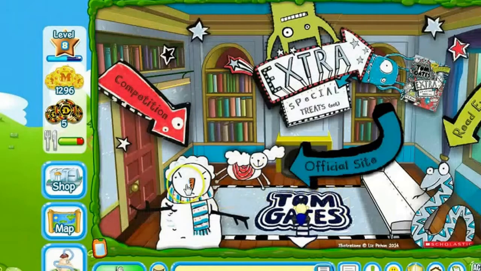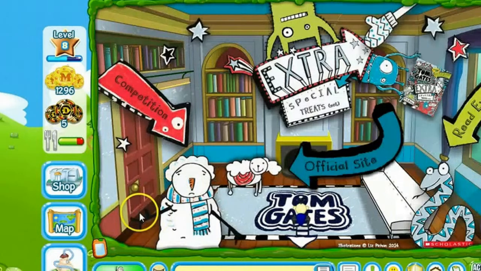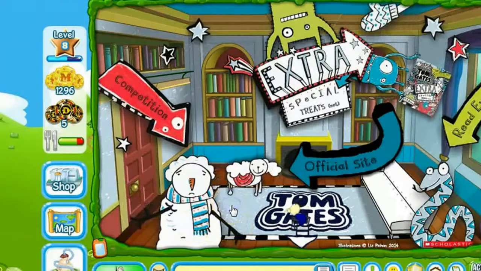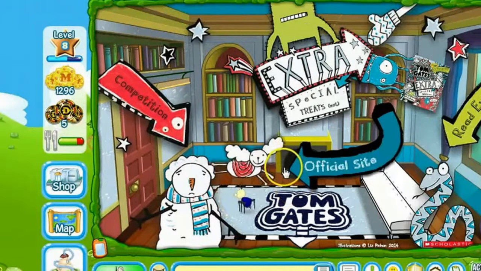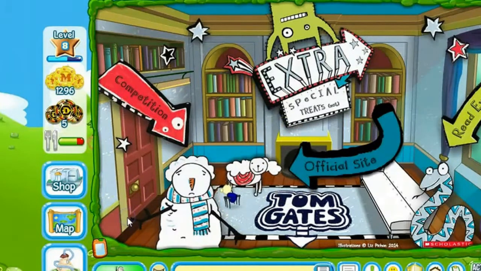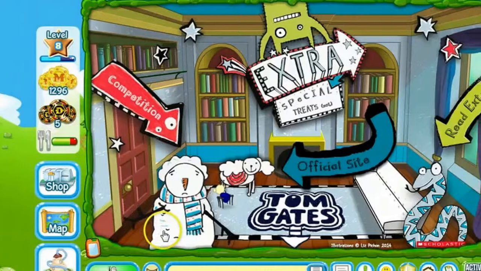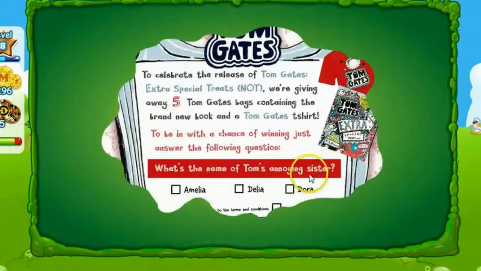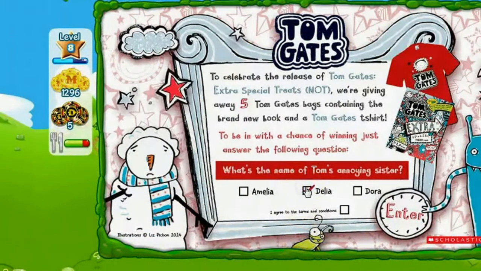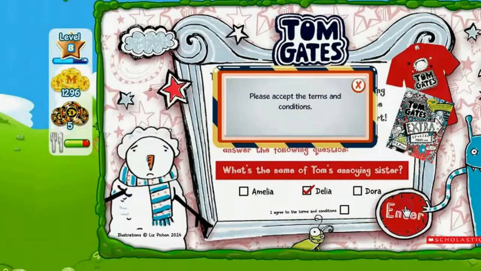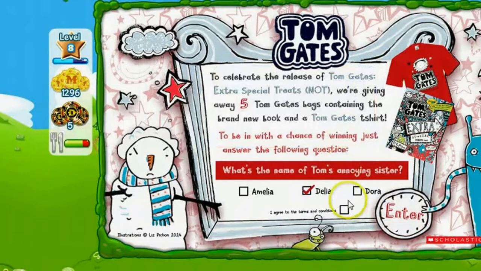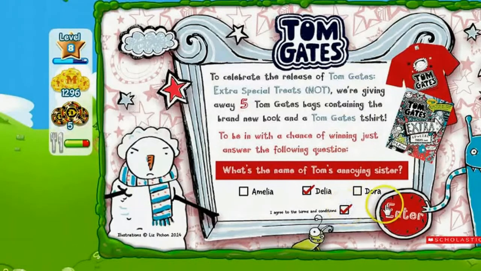Wow, it's very Tom Gates. And ooh, I wonder what this secret door is. And it's very snowy in here. Well, I've read Tom Gates before, so I know what the answer to this question is. It's Delia. Oh, let's set the time down for this. Okay, that's easy.